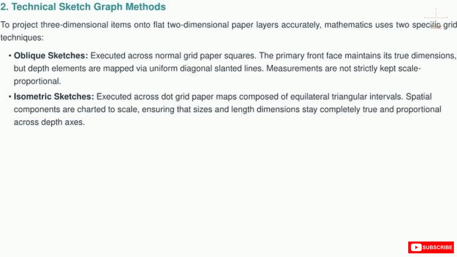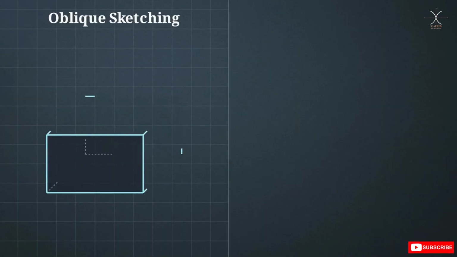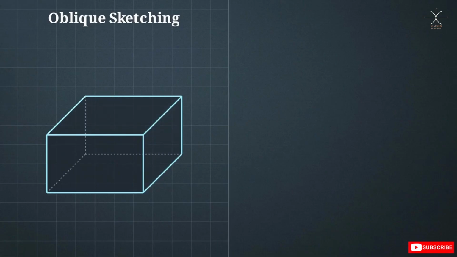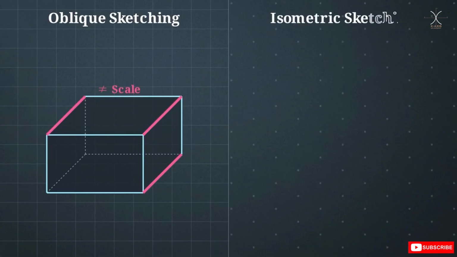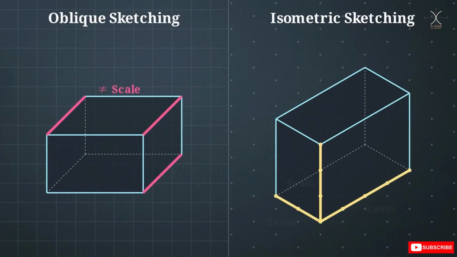This section outlines our final problem. How does mathematics project 3-dimensional items onto flat 2-dimensional paper layers accurately? It requires specific grid techniques. First, oblique sketches use normal square grids. The front face is true, but depth elements are mapped via uniform diagonal lines, not to scale. Alternatively, isometric sketches use equilateral triangular dot grids. Spatial components are charted precisely to scale, keeping lengths proportional across depth.